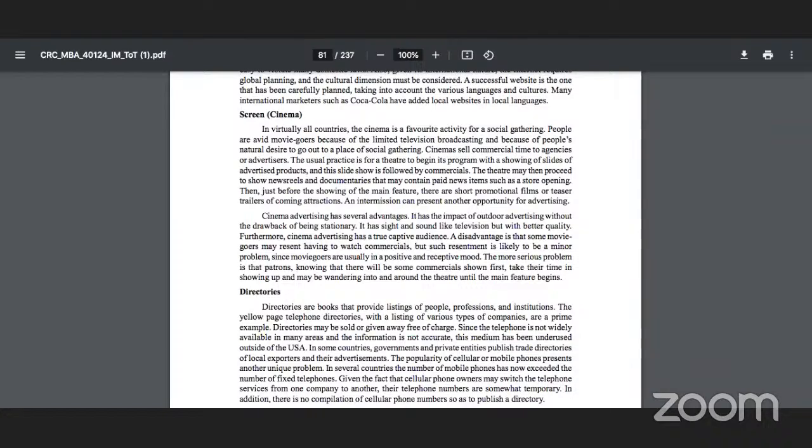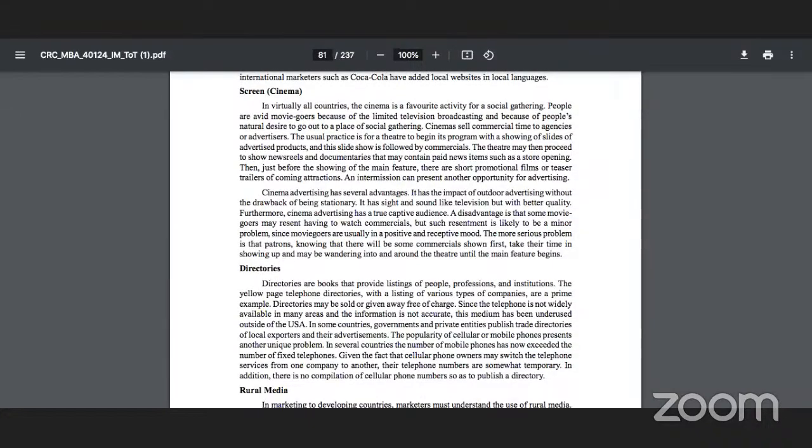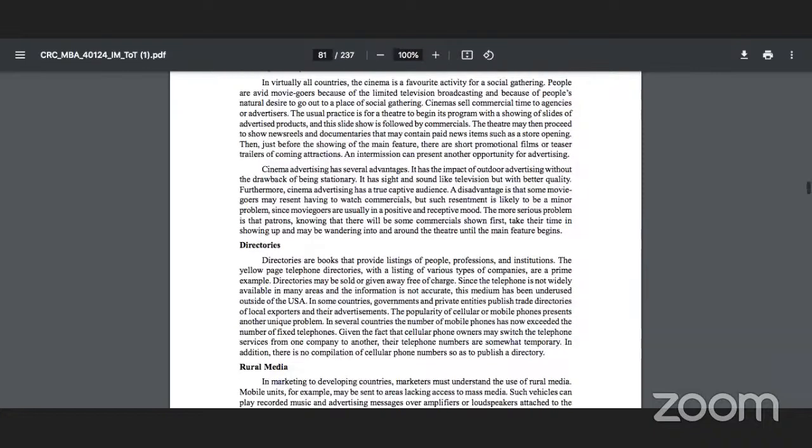And it doesn't stop there. Even in the intermission, there are a lot of ads that are shown. It could be in terms of ads, it could be in terms of newsreels or documentaries and so forth. There can also be teasers or trailers of coming attractions, new films that are going to release in the next few weeks as well.